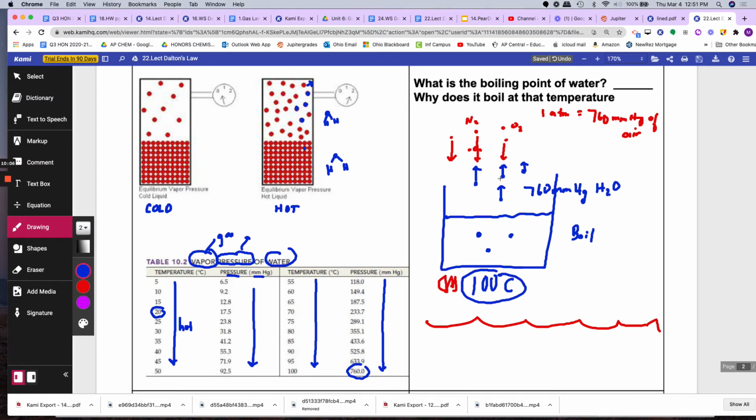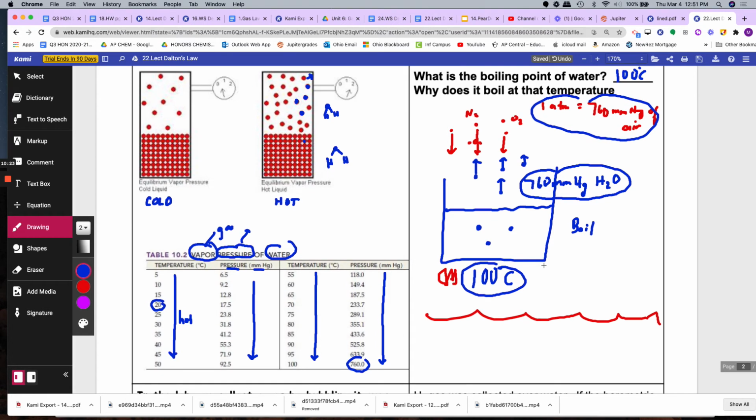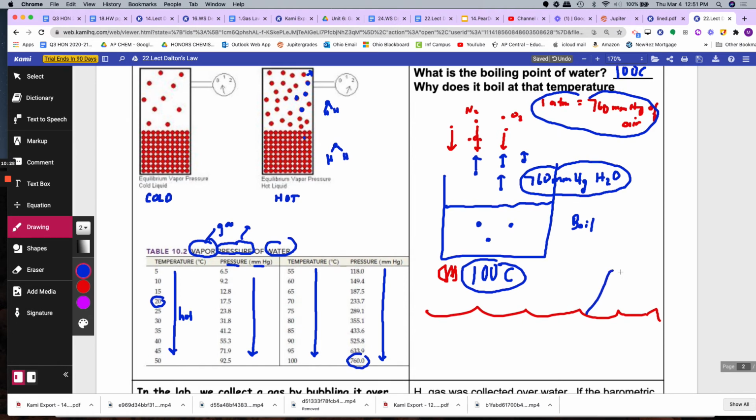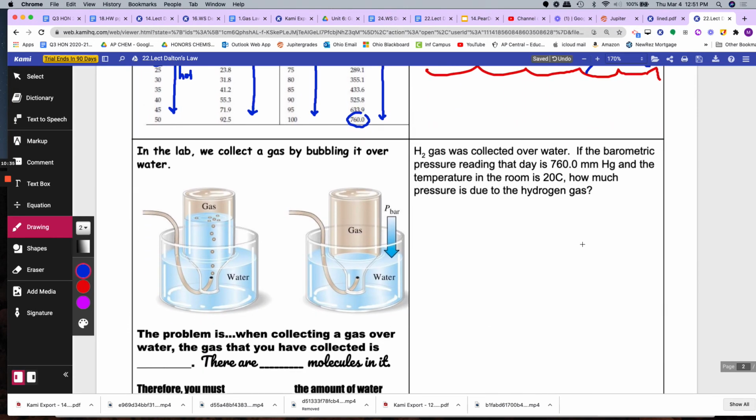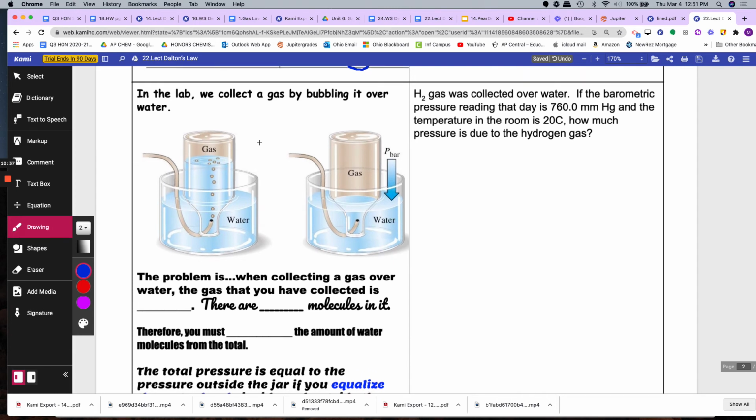Okay? What is the boiling point of water? 100 degrees Celsius. Why does it boil at that temperature? Because there's enough water vapor pressure to overcome the atmospheric pressure and it boils. Okay? And of course, that is at sea level. If you go on top of a mountain, you can make it boil at a different temperature because the atmospheric pressure is different.